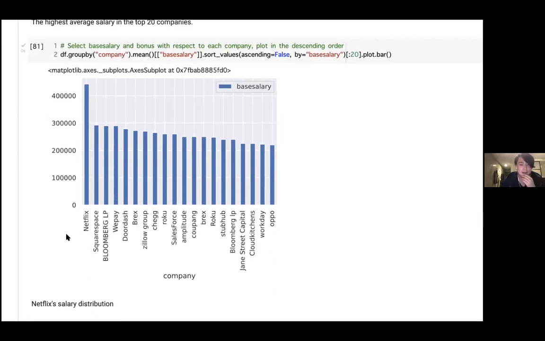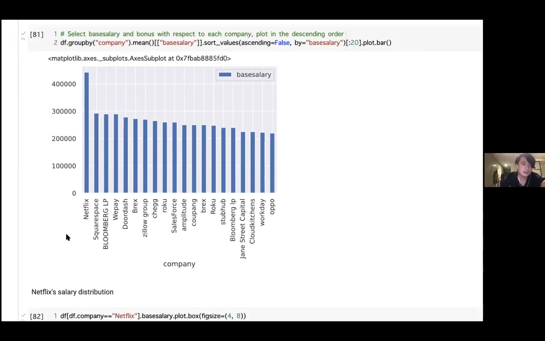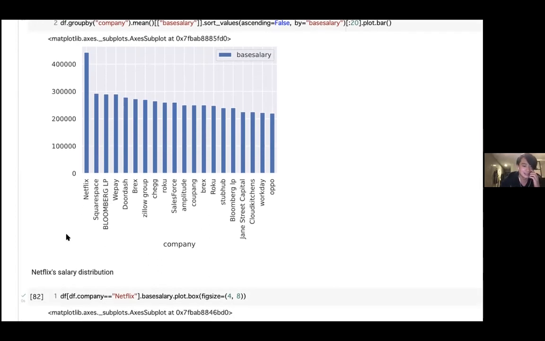I'm very surprised because this is not about the highest salary in the company. It's the average salary. So if you check everyone's salary at Netflix and divide it by the number of people who work there, usually people get like 400,000.